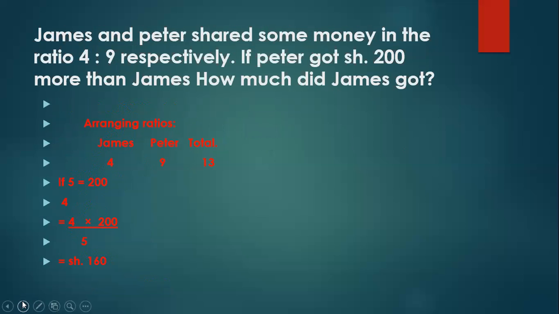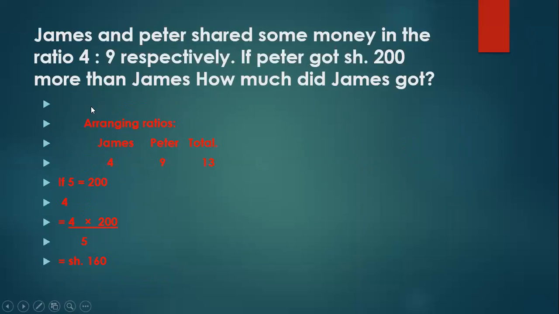Also, you can see a question like this, very common. James and Peter shared some money in the ratio of 4:9 respectively. So that means James is 4, Peter is 9. If Peter got 200 more than James, how much did James get? Very, very easy. Arranging our ratios, you have James, Peter, and also the total. So James 4, Peter 9. If you add 4 plus 9, you get 13. Then go back to the question.